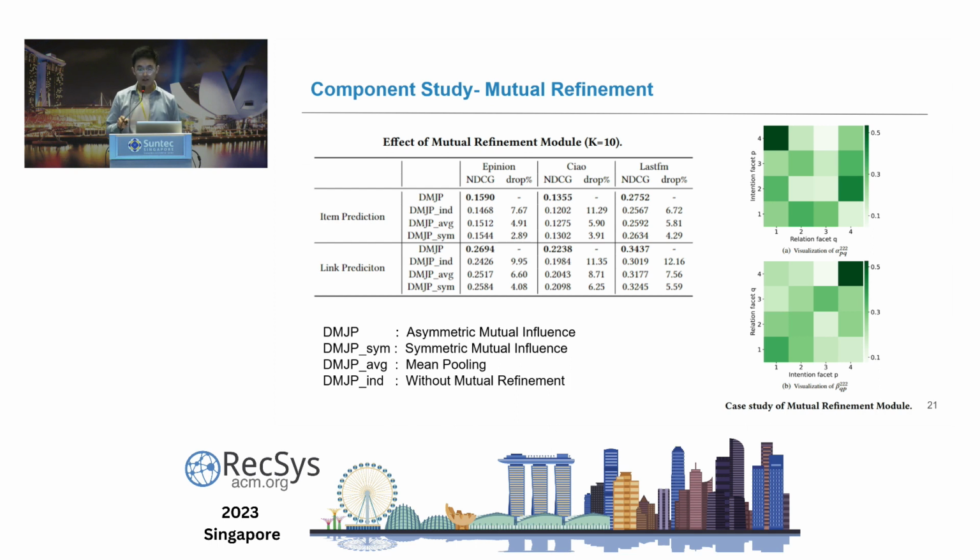And finally, on the right, another case study to visualize the attention score we learned for the mutual influence. Alpha PQ on the top is how the different relation facet Q influences the different intention facet P, and on the bottom is how the different intention facet P influences the relation facet Q. So you can see the distribution is not uniform and is also not symmetric.